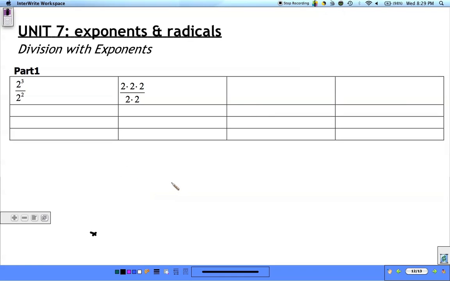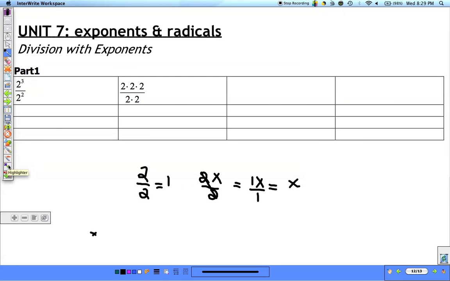We know, I'm going to just write it down here, we know that 2 divided by 2 is equal to 1, right? And we also know that 2x over 2, well, the 2's divide to 1, so what that's equal to is 1x over 1, and that's the same thing as just saying x. So we're going to use this fact, where these 2's divide out, and we're going to use that to try to simplify our problem here.